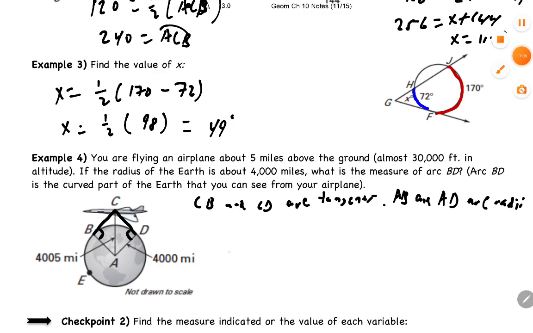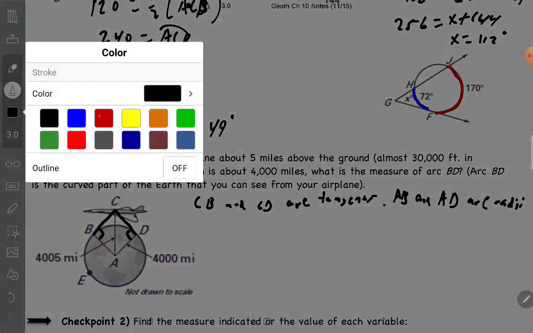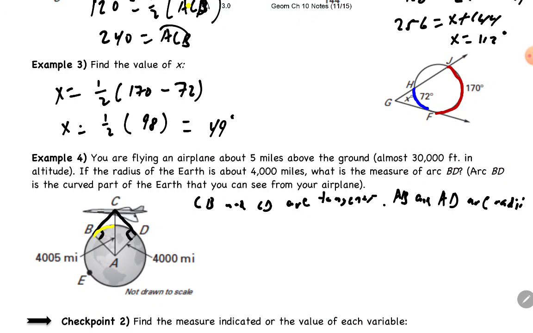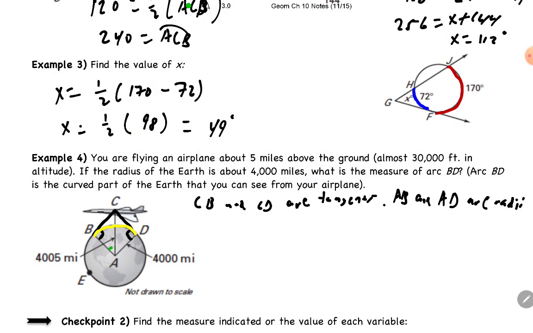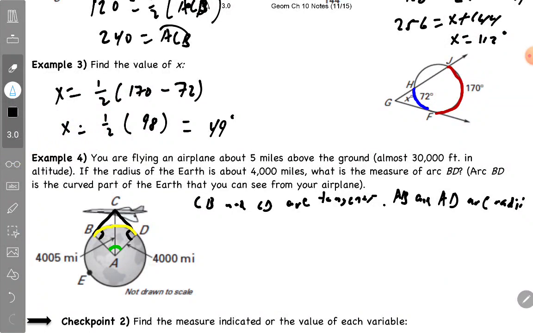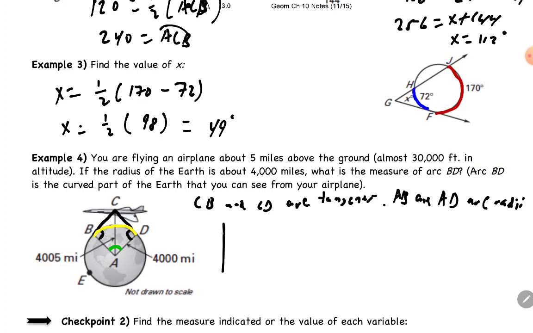So what we're going to do is this. We're trying to find the arc BD, so let's color code that. Let's use this yellow here. So we want the measure of that arc. In order to do that, we need to find some sort of angle. My goal is to find, let's mark it in green, this whole angle here, because that'll be the central angle, and that'll tell me the arc measure. So I'm going to split into two triangles here.